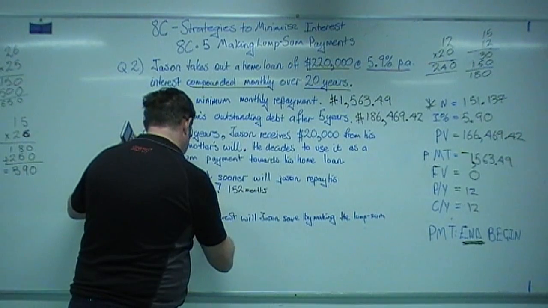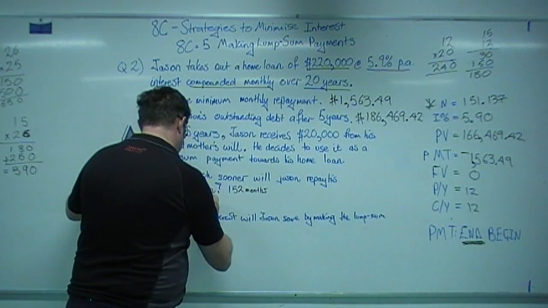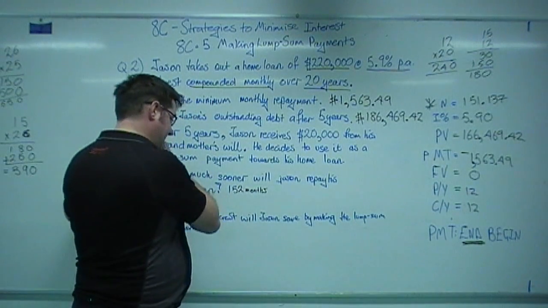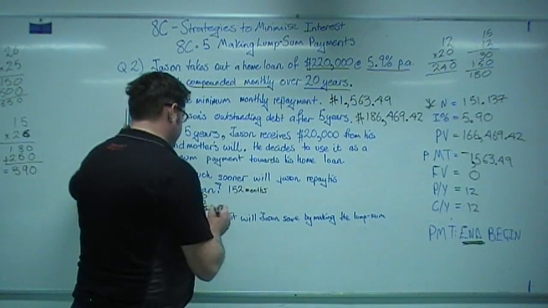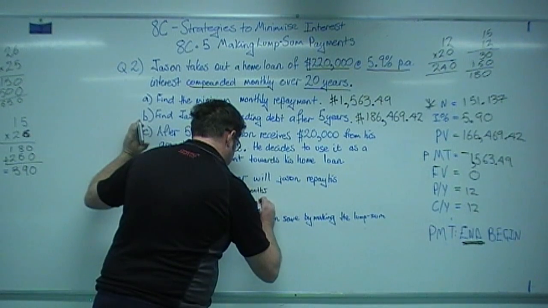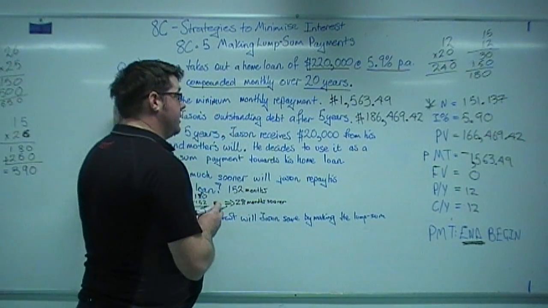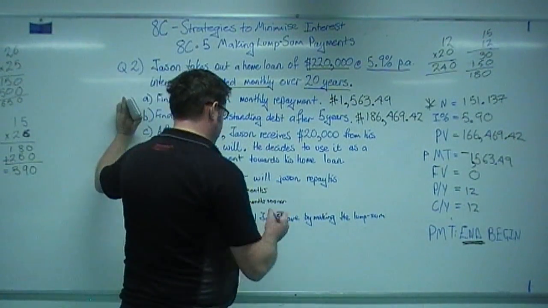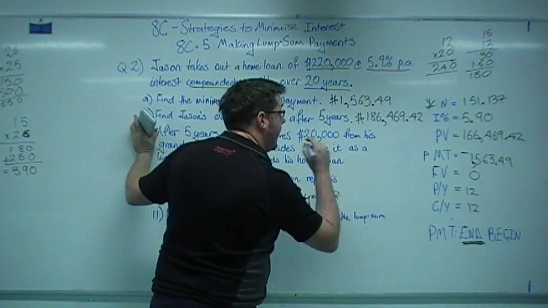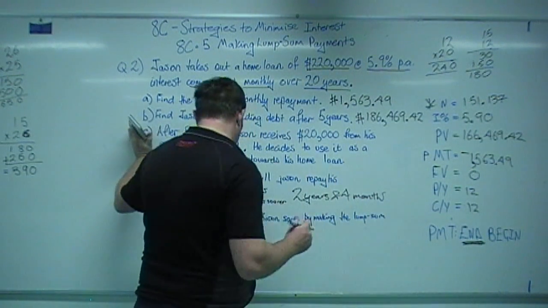So 180 minus 152. 0 minus 2, 8, 7 carry the 1. 28 months sooner. 28 months sooner. And if we turn that, that will be 2 years and 4 months.